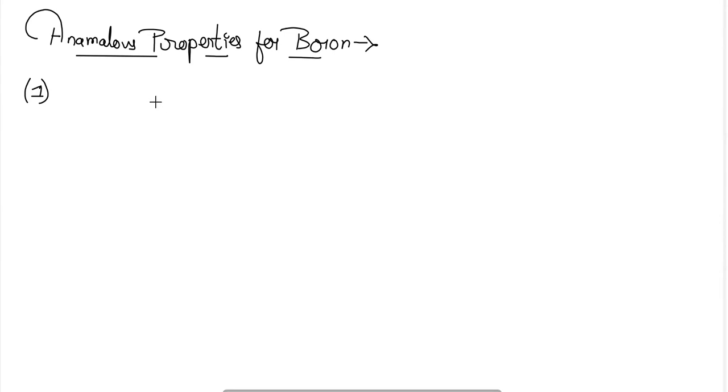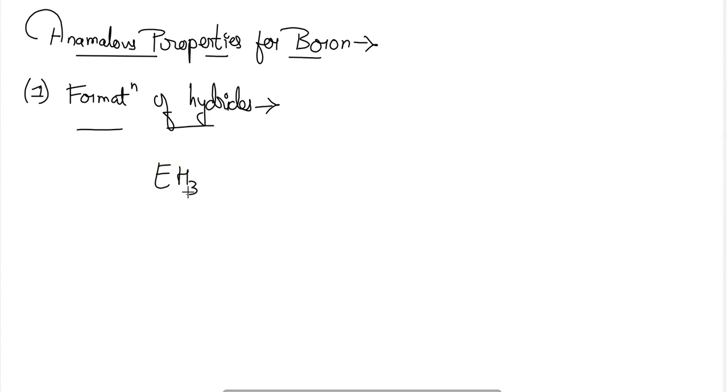So the first property is that it behaves as a non-metal. This is the most anomalous property: other group 13 elements behave as metals, while boron behaves as a non-metal. Here we are going to see that boron forms hydrides while other elements of group 13 do not form hydrides. And if they do form hydrides, then the general formula for the hydride is EH3.